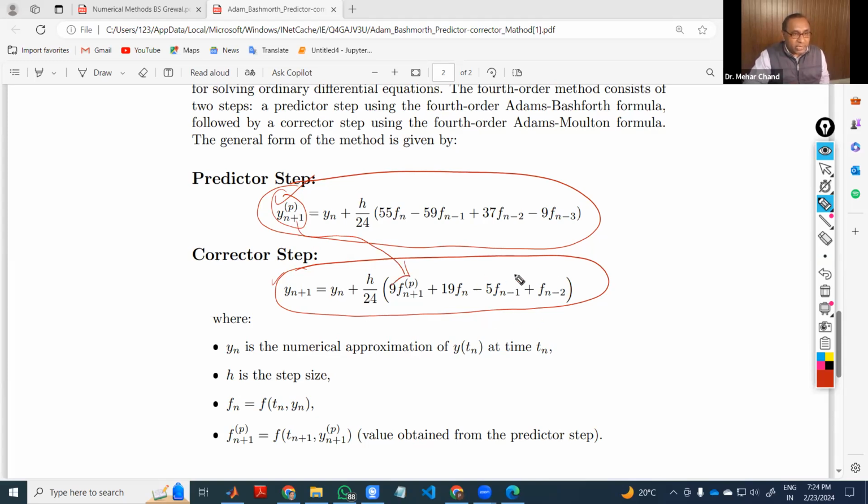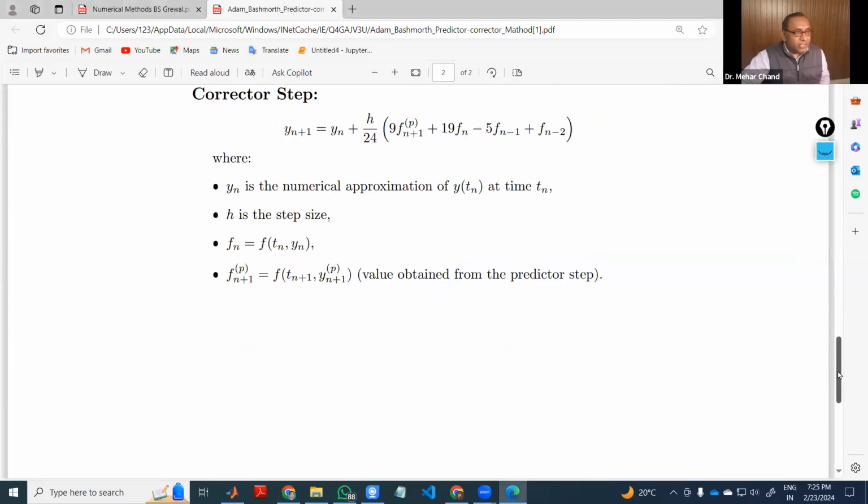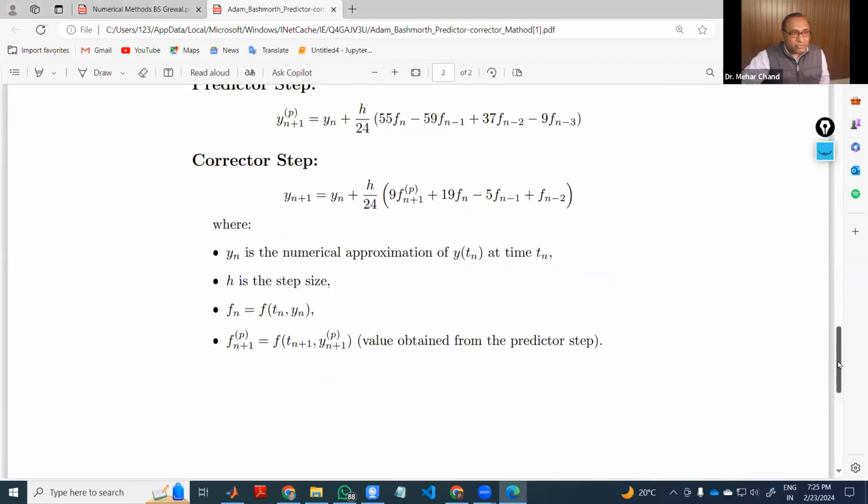Okay, all the other functions are there, where yn is the numerical approximation of y(tn) at time tn, and h is the step size. Fn will be equal to f(tn, yn), and if you want to correct this, f_{n+1}^p will be equal to f(tn+1, y_{n+1}^p). This can be obtained from the predicted steps. So we just need these two equations.